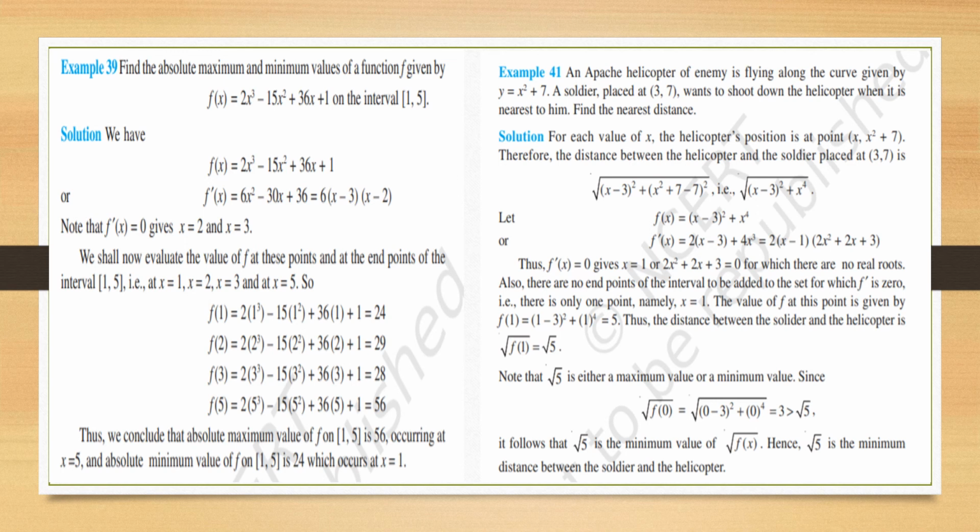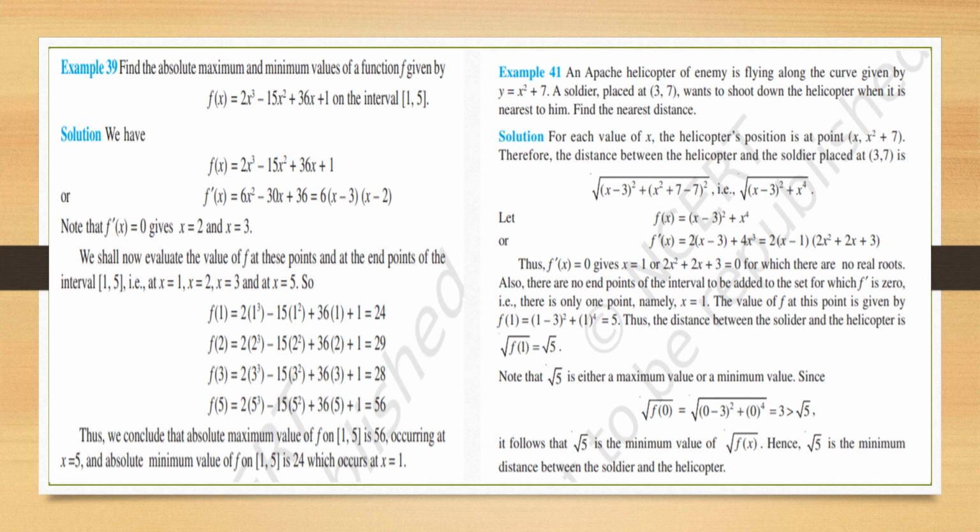So let us see an example. Find the absolute maximum and minimum values of the function given by f(x) equals 2x cube minus 15x square plus 36x plus 1 on the interval [1, 5]. So this is my function. The first derivative is 6x square minus 30x plus 36, which is 6 times (x minus 3)(x minus 2). So f dash x is 0 gives me x as 2 and 3.